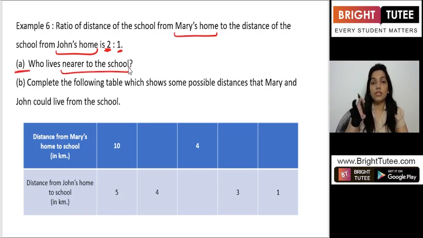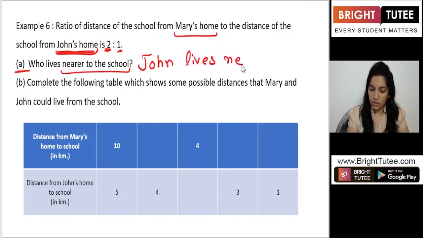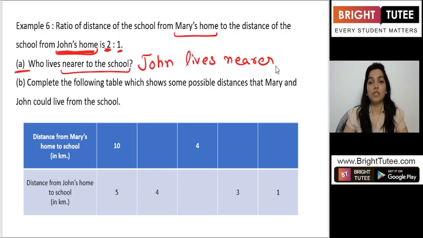The one which is showing you the smaller number in the ratio is definitely the one who's living closer to school. So who lives nearer? Clearly, because John is representing 1 in the ratio, we can write here that John lives nearer to the school. So John lives nearer.